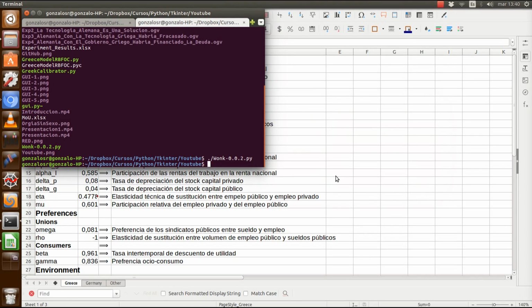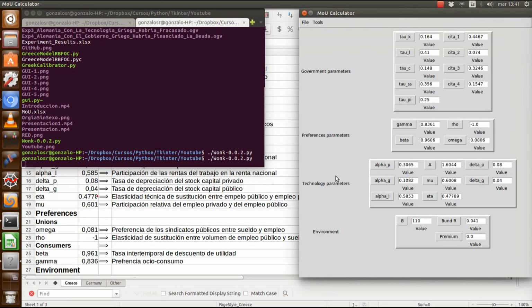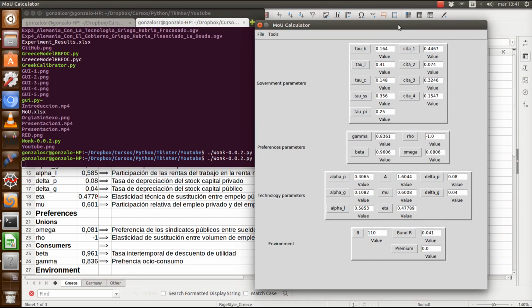Hello friends, I'm going to introduce you to an application that we have been developing in Python. I'm going to execute it, and what you see coming out is a graphical user interface that we have devised to make some numerical experiments for the Greek economy.